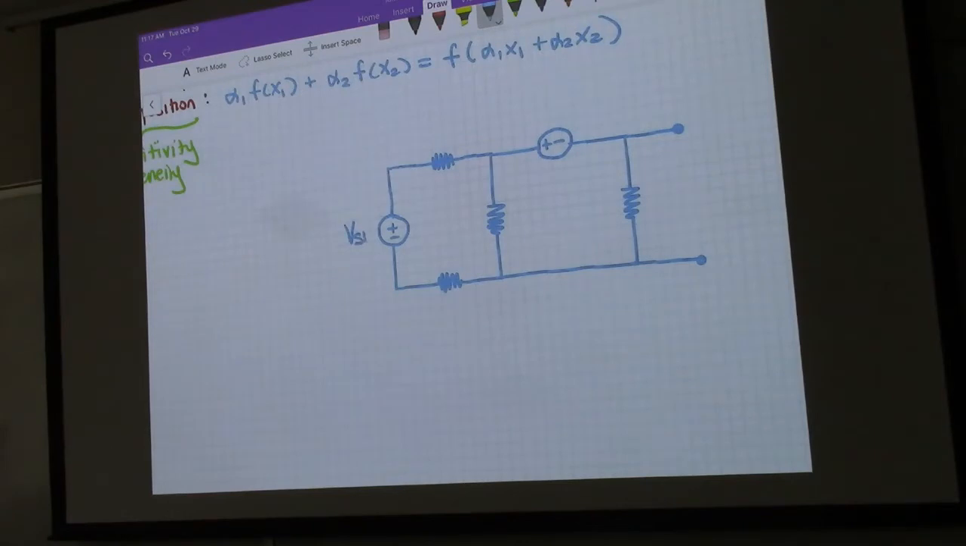So I'm going to call this VS1, call this R1, R2, R3. This is VS2, this is R4, and I'm going to call this V out. Okay.